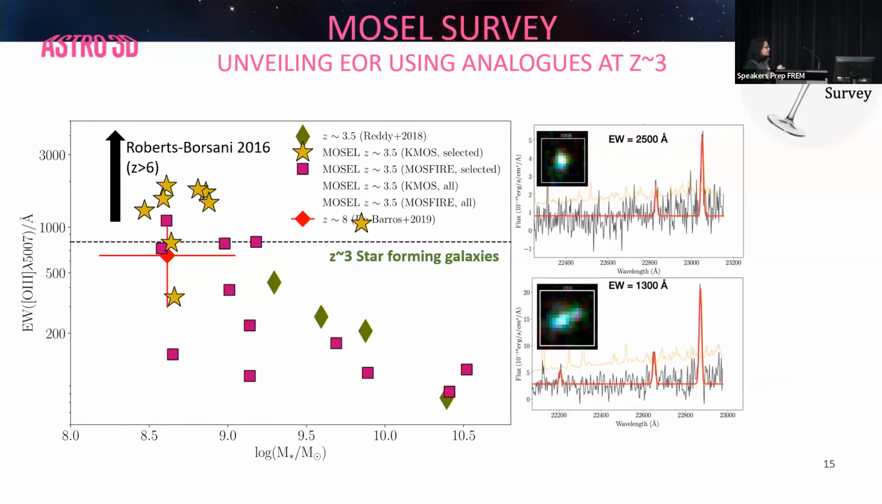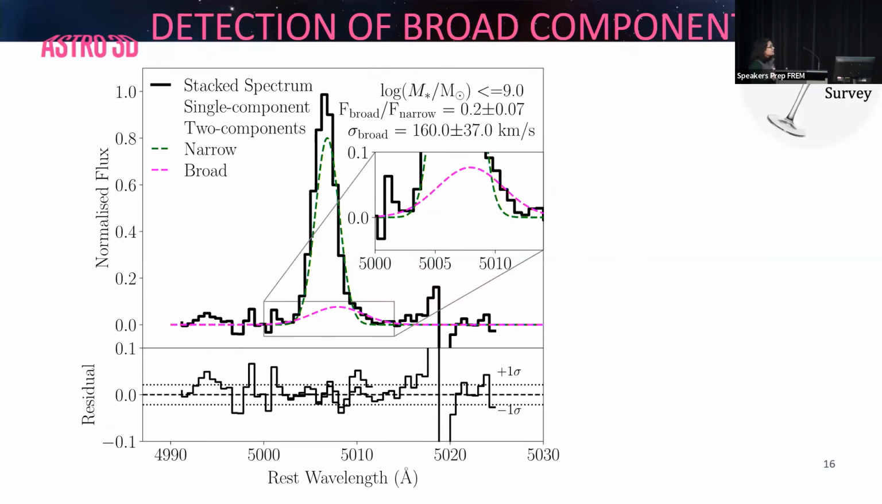Great. So we stacked this sample in a bunch of different bins to see if we see any sign of a broad component. Yes, we do see. This is one of our stacks. The black line is the stacked spectrum for galaxies less than 10 to the power 9 solar masses, and the bottom panel is the residual plot. Here, there should be shaded blue and red regions, but we'll try to imagine that.